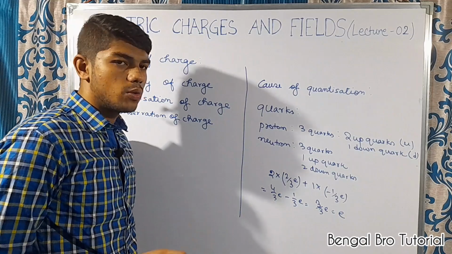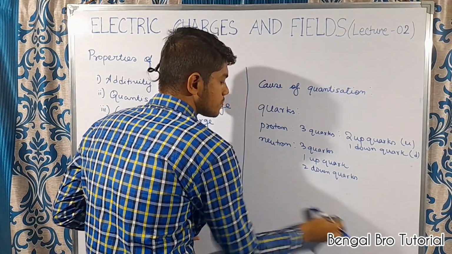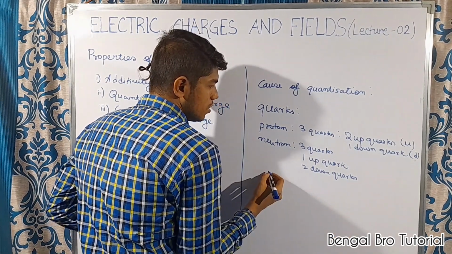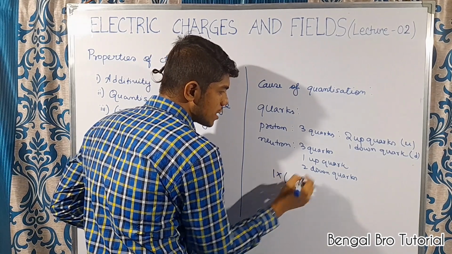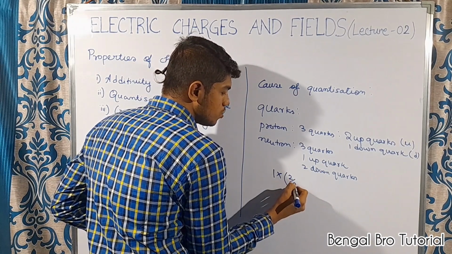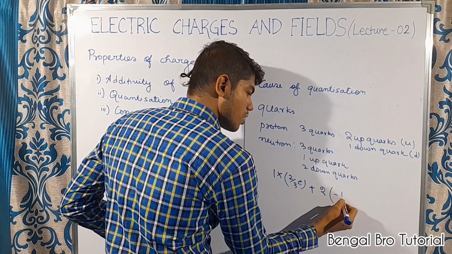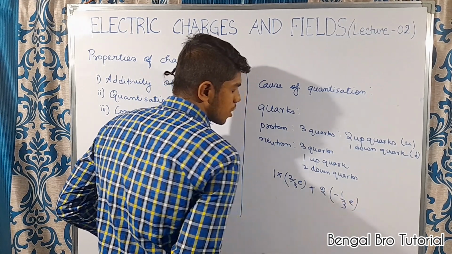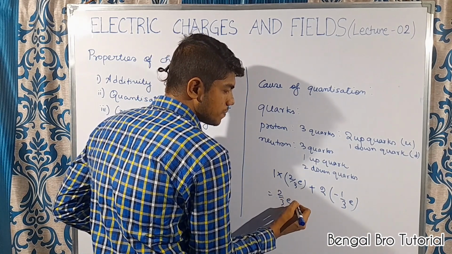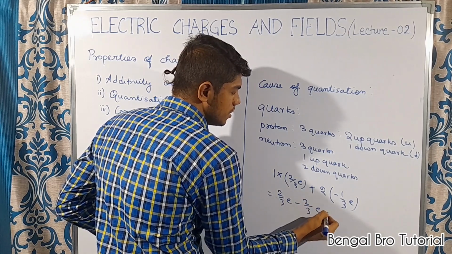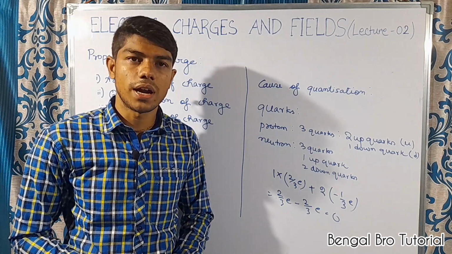Now if you want to calculate the charge in a neutron, you can easily do that. The charge in a neutron can be calculated this way: 1 into the charge in one up quark, which is 2/3 e, plus 2 into the charge in one down quark, which is -1/3 e. It is 2/3 e minus 2/3 e, which is equal to 0. And that's why neutrons are neutral particles.